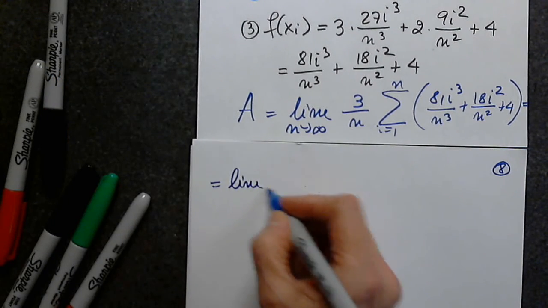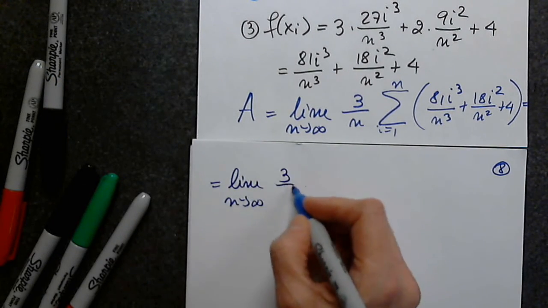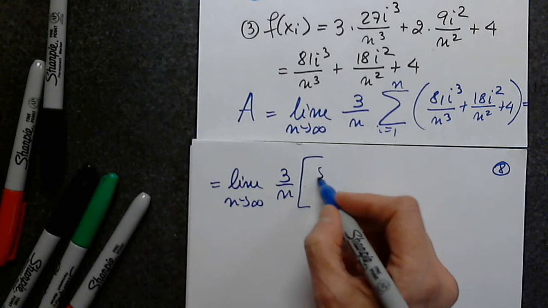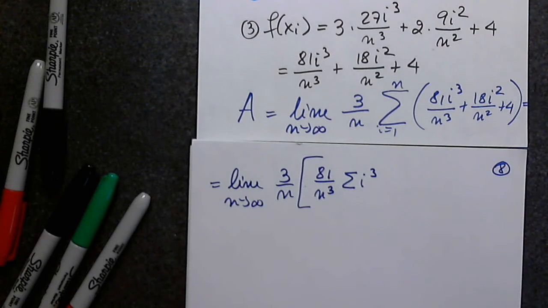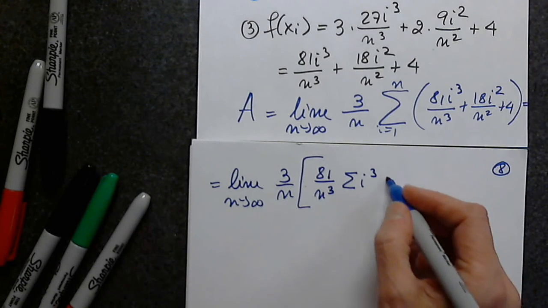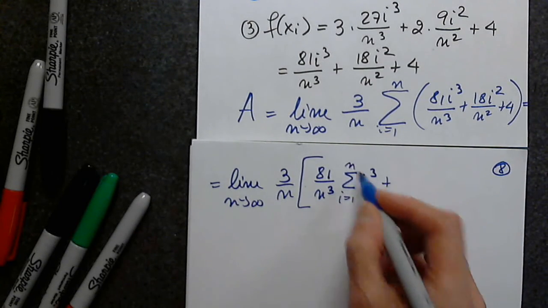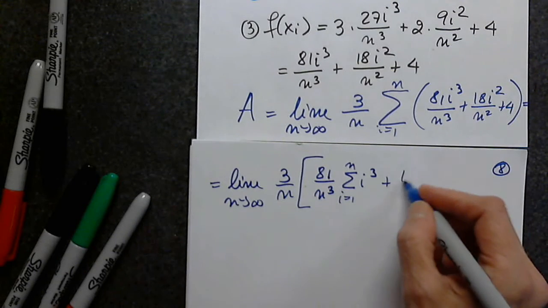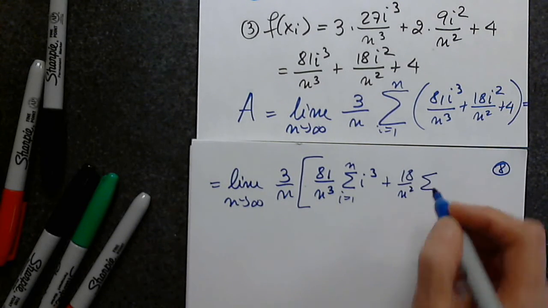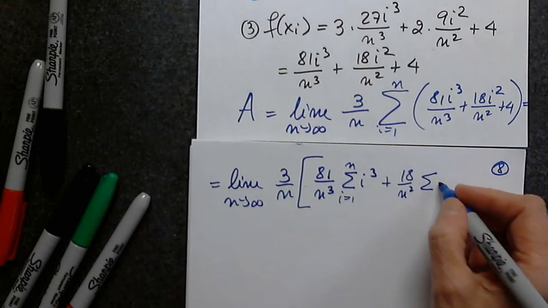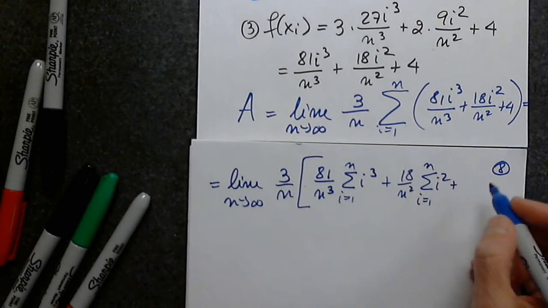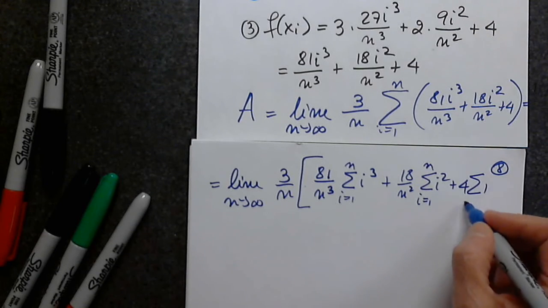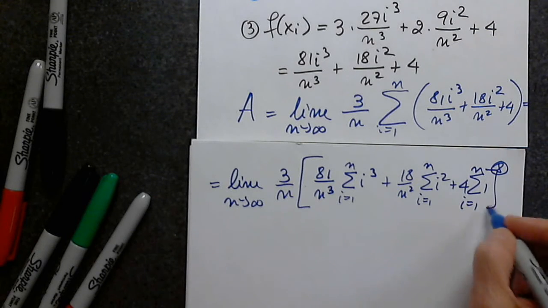So this is limit n approaches infinity 3 over n. And I have 81 over n cubed, the sum of i cubed. Can anyone give us the next term? Yes, 18 over n squared. Very good. Sum of, that's it. And plus 4, the sum of 1 from i equals 1 through n. Awesome. Well done.